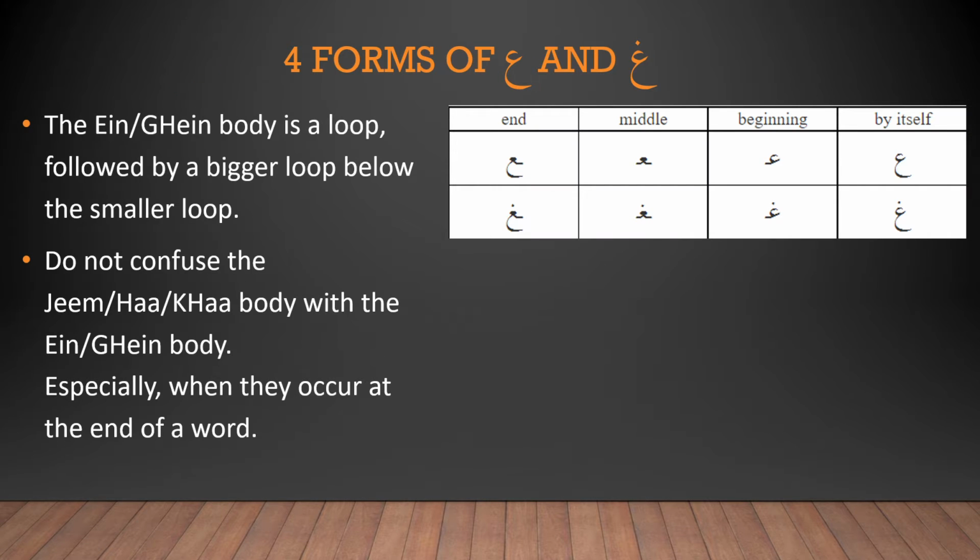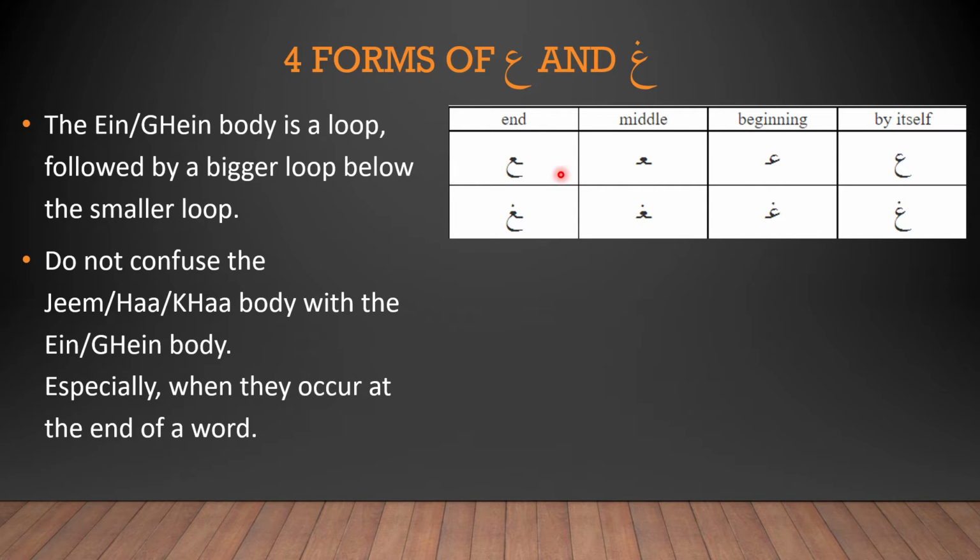Let us now look at the four forms of Ein and GHien. By itself, or in its original form, Ein is like this. At the beginning, Ein loses the bigger semicircle and it has only a small semicircle because it connects with the letter after it. At the middle, we see that Ein has totally changed its entire shape. It's not at all like the beginning part. So the Ein shape looks different in each and every case.